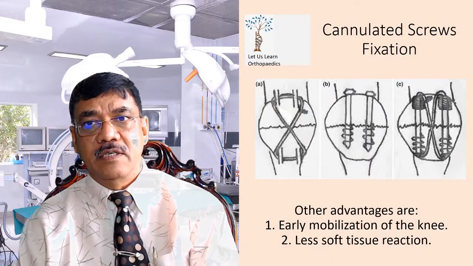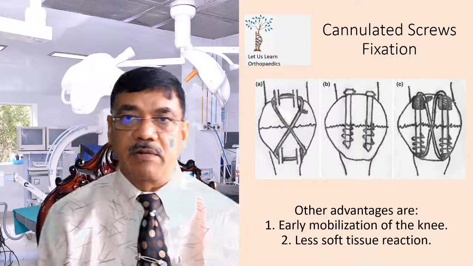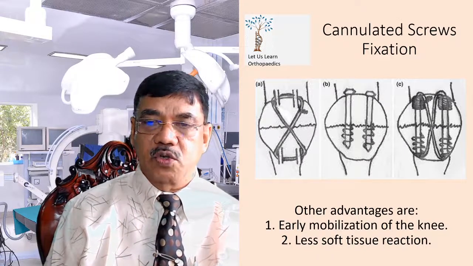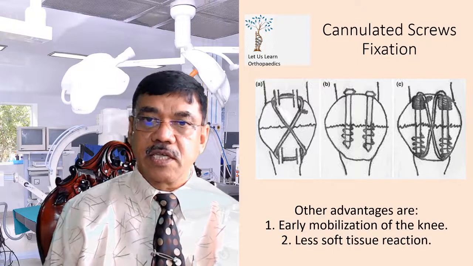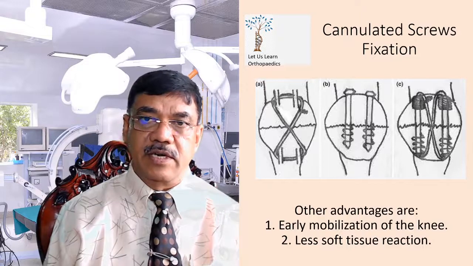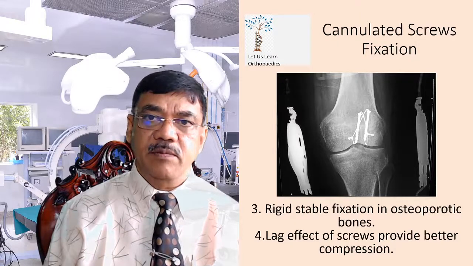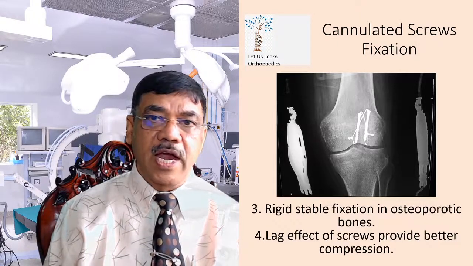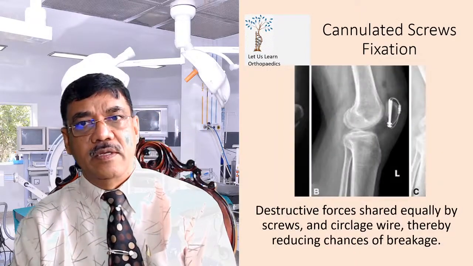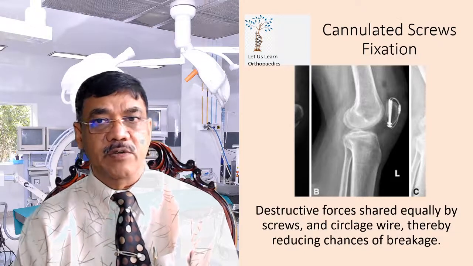Now these are the various methods of how the tension band wiring can be done. The first is the routine tension band wiring, second is use of the cannulated screws, and third is tension band wiring using the cannulated screws. When you use cannulated screw fixation, the advantages are early mobilization of the knee, less soft tissue reaction, rigid stable fixation in the osteoporotic bone, and the lag effect of the screw provides better compression. The distractive force is shared equally by the screws and the cerclage wire, thereby reducing the chances of breakage.